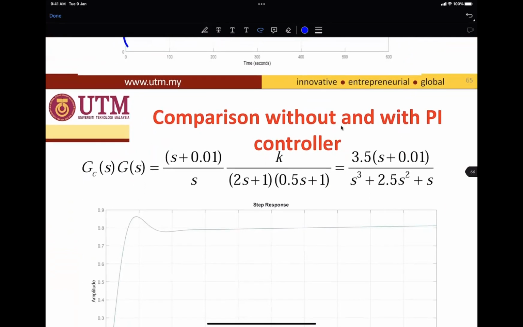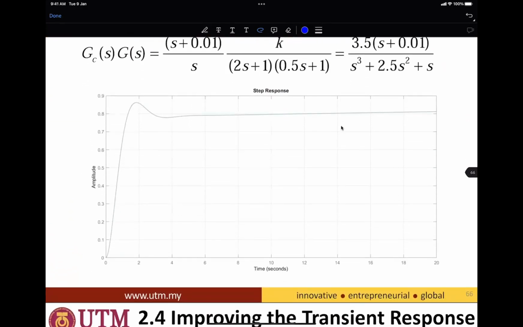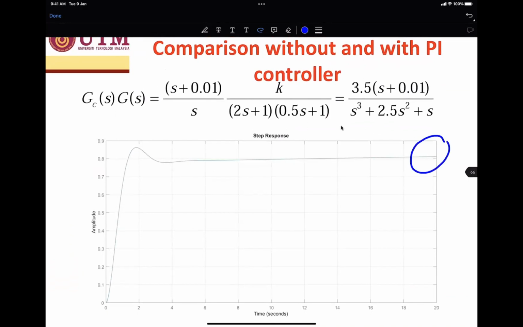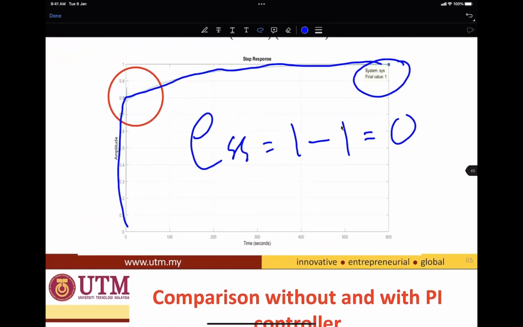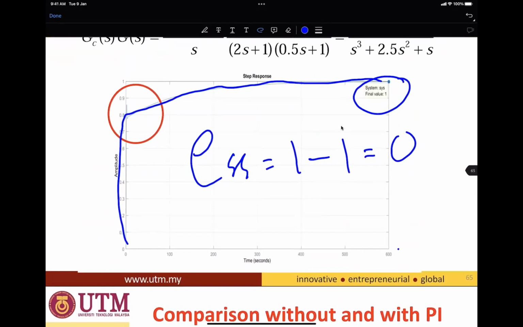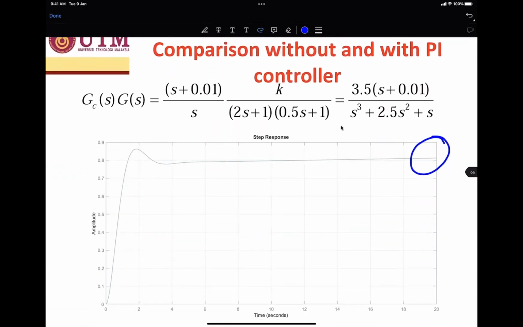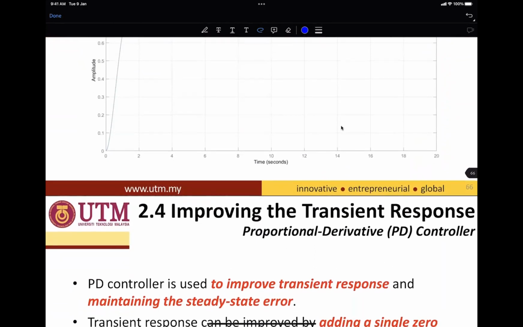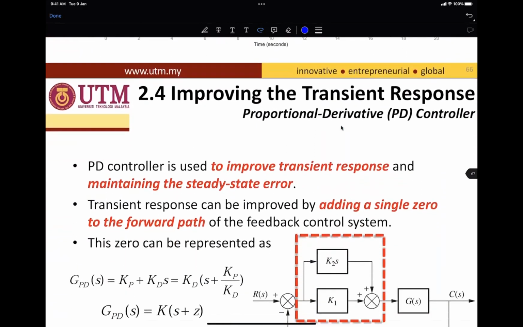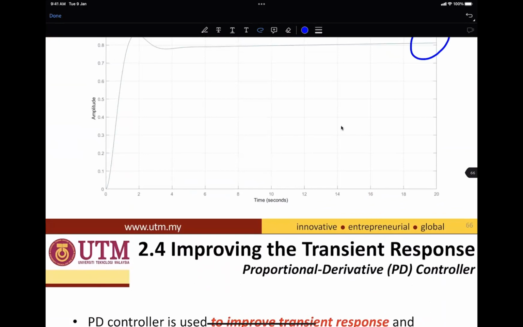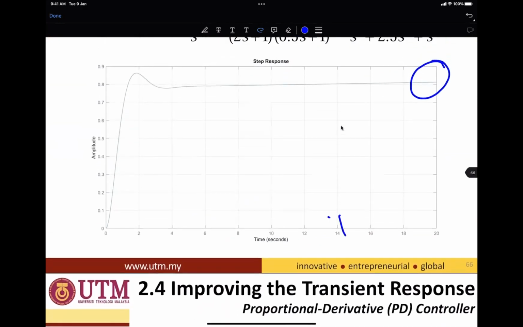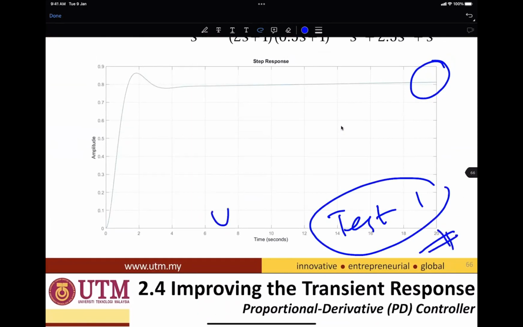Okay, when you zoom in, you can see that there is still an error. If you want the error to be 0, it takes about 600 seconds. After 600 seconds, the error becomes 0. It takes a long time to make the error become 0. Okay, that is the PI controller. So test 1 covers until here.